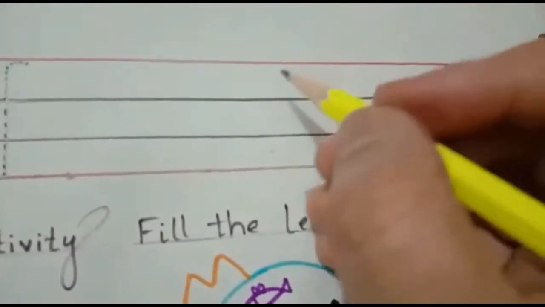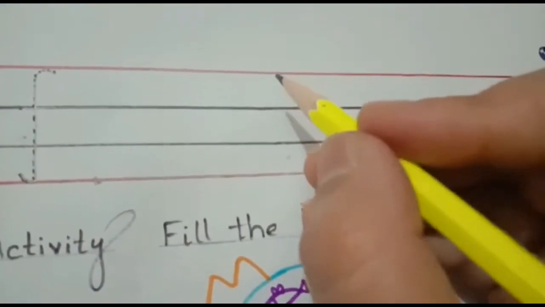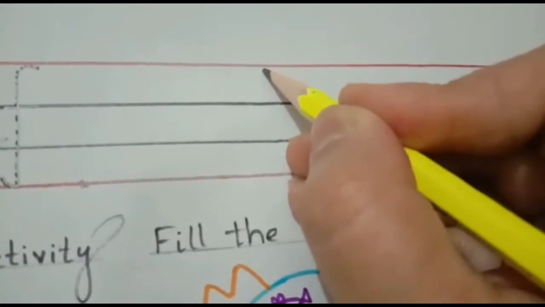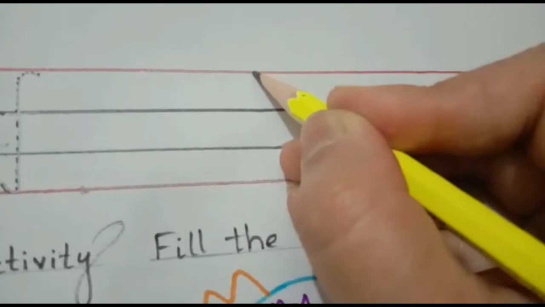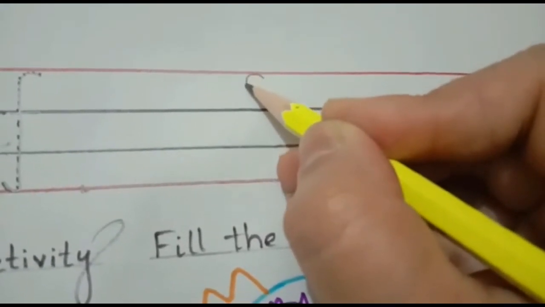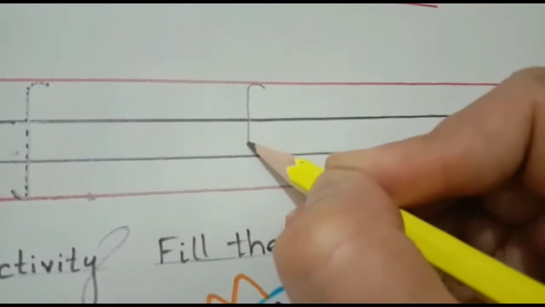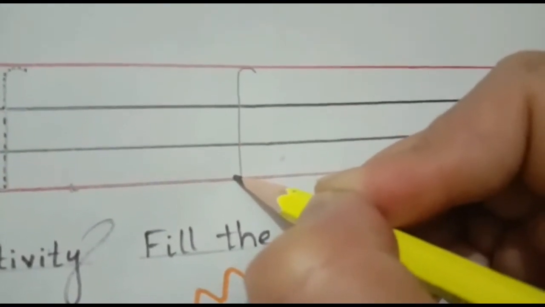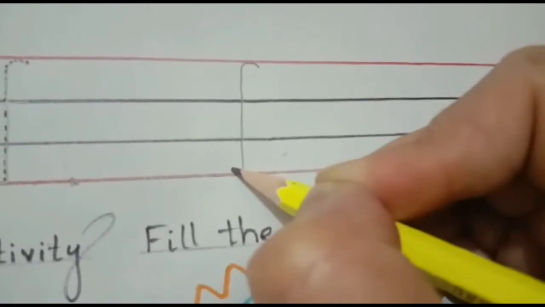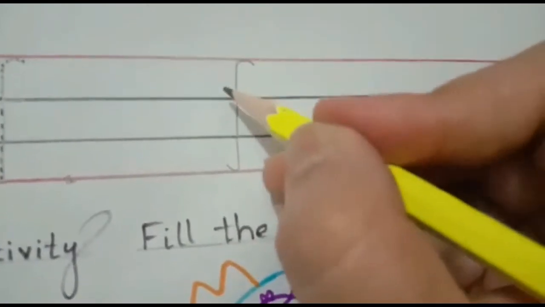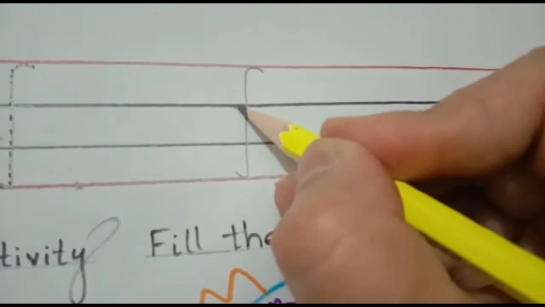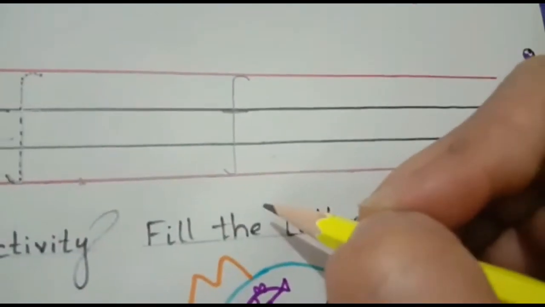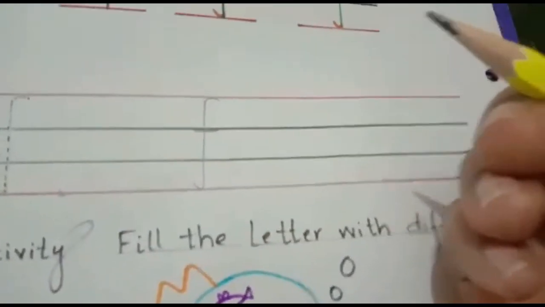Now here I will write small f without dots. Okay. First I will make a small curve with the top line. Now straight line and touch the lower line. Here I will make a little tail with it like this. And now here I will put a sleeping line on the middle line like this. Yes, this is small f.